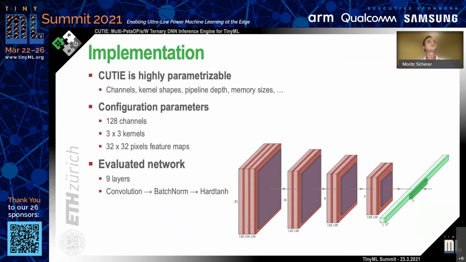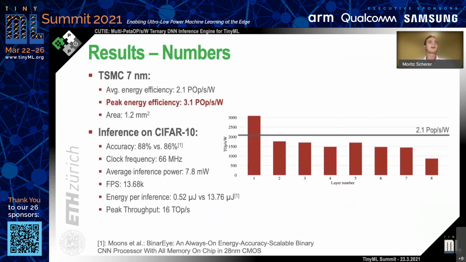And this results in some very nice numbers. We see that in 7 nanometer technology, we are able to achieve a sustained average energy efficiency of the core, so this is about I/O of around 2.1 petaops per joule, a peak energy efficiency of 3 petaops per joule on an area of around 1.2 millimeters squared.